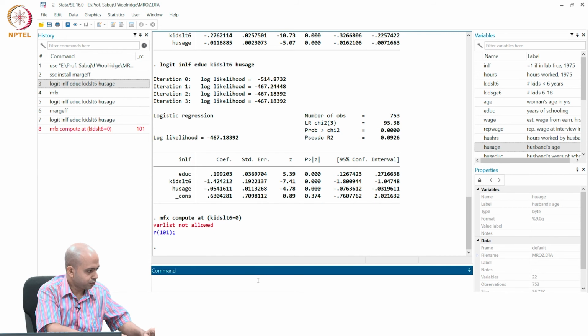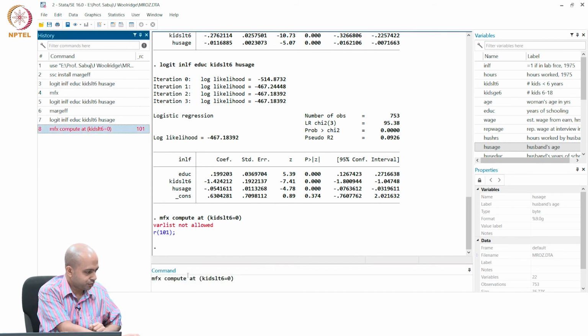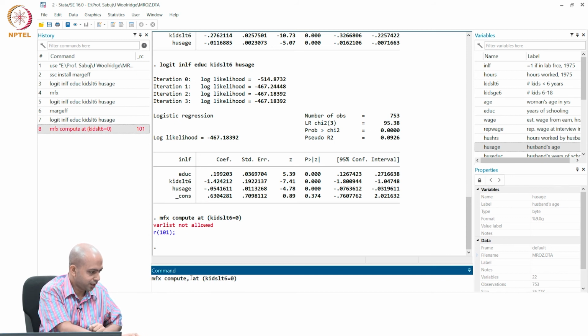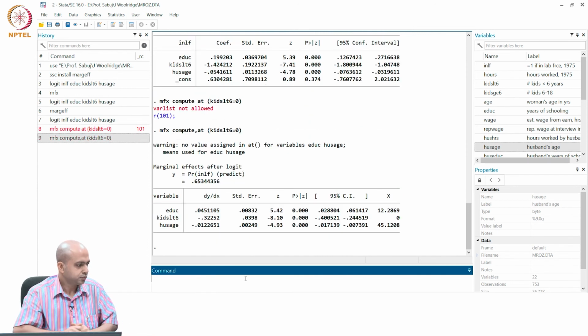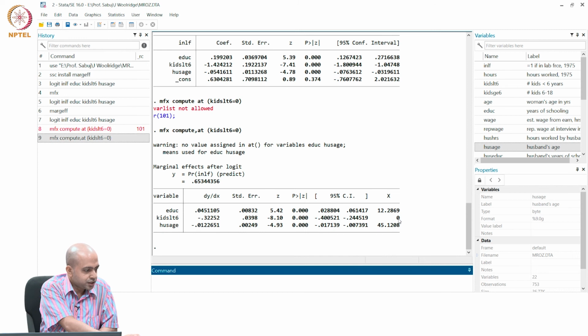Sorry, my command, I made a mistake here. mfx compute, we have to put a comma and then add kids LT 6 equals to 0. Now look at what is happening. So here Stata has calculated the marginal change assuming kids equals to 0. So when the married woman doesn't have any kids, when education changes by 1 unit, what is the change in probability? When husband's wage changes by 1 unit, what is the change in probability? And when kids changes by 1 unit, this is very important. Now see, from 0 kid to 1 kid, what is the change in probability?